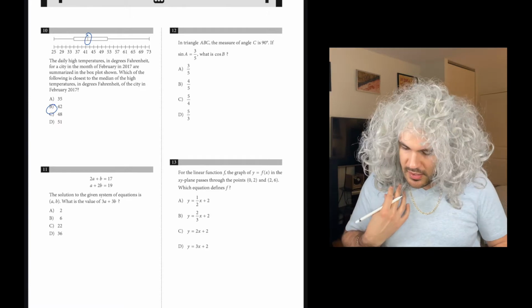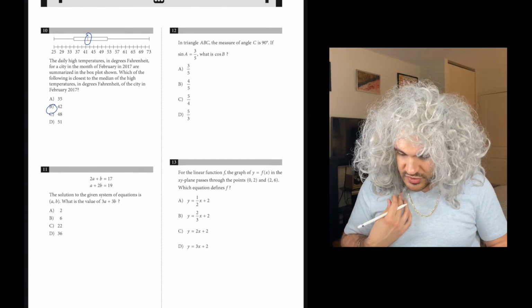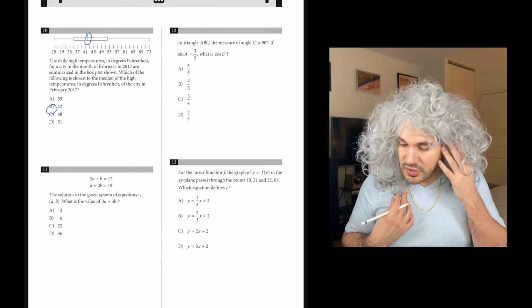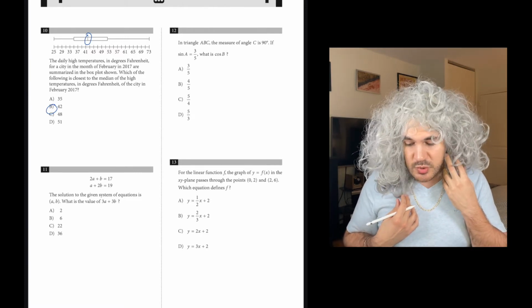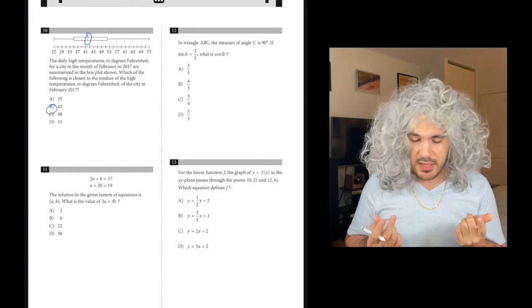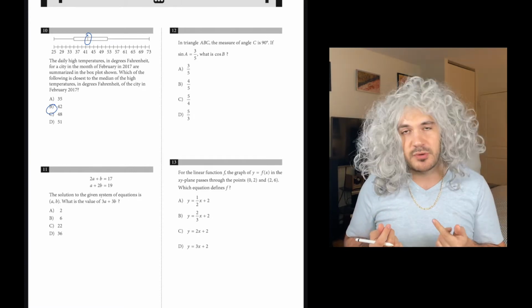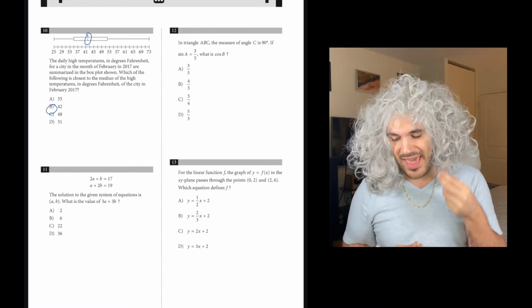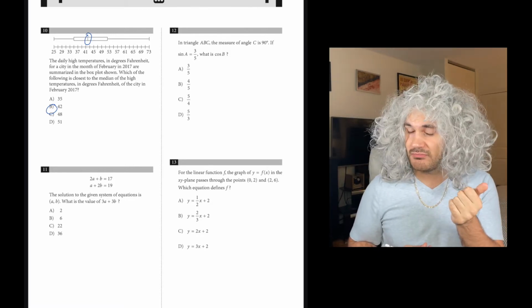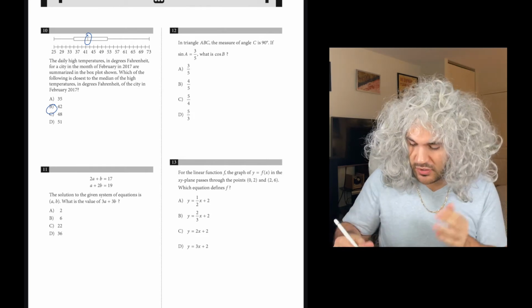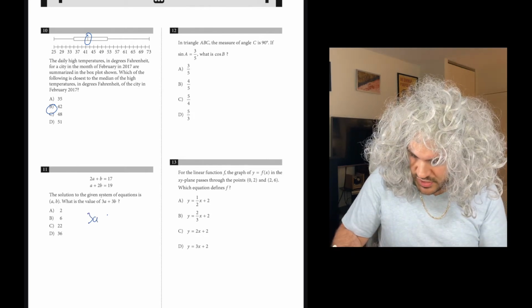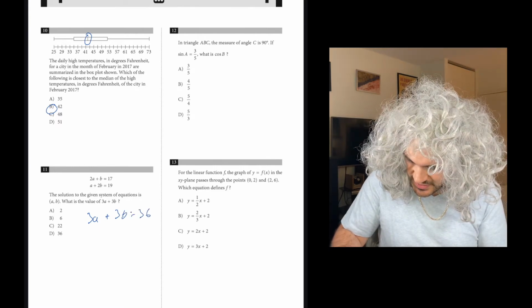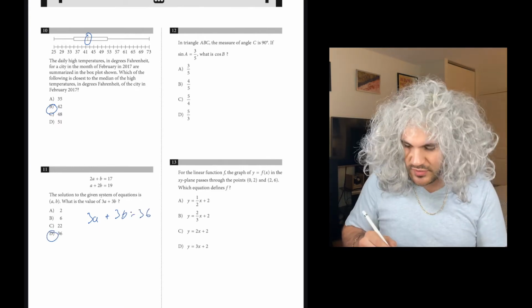Number 11, the solution to the given system of equations is (a, b). What is the value of 3a plus 3b? So this one you could try to solve for a and solve for b, but you might notice something. If we just add these equations together, we get 3a plus 3b. So just add them together. 3a plus 3b equals 36. And looks like we answered the question, so it's going to be D.